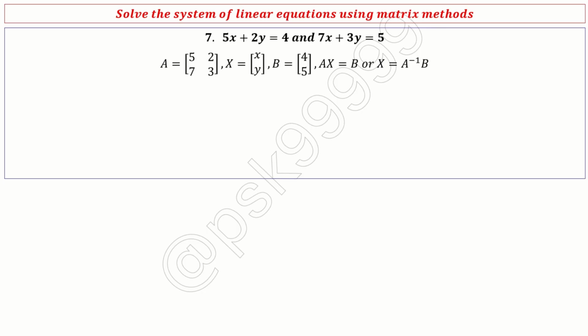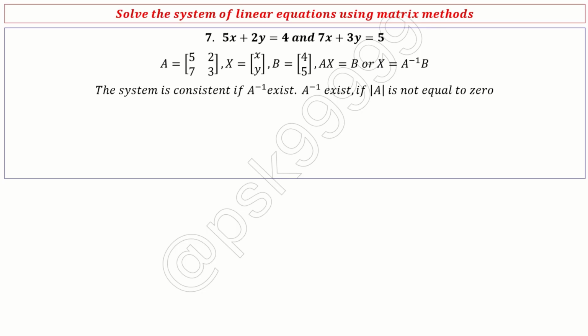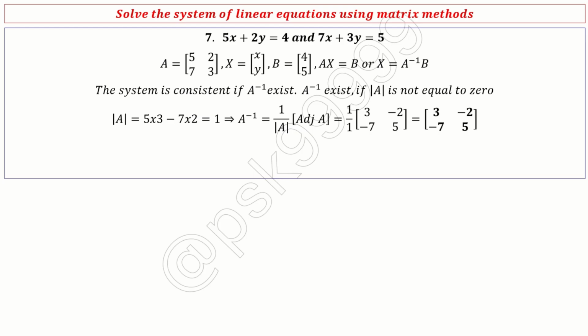Then we know that Ax equal to B or x equal to A inverse B. We need to find out A inverse. A inverse exists if determinant exists, correct? So first check the determinant. Determinant is 1, which means A inverse exists. A inverse is nothing but 1 by determinant of A times adjoint A, which is nothing but 3 minus 2 minus 7 5. So this is my A inverse. A inverse into B is nothing but 2 and minus 3. So x is 2 and y equal to minus 3. You substitute and cross check if the answer is correct.